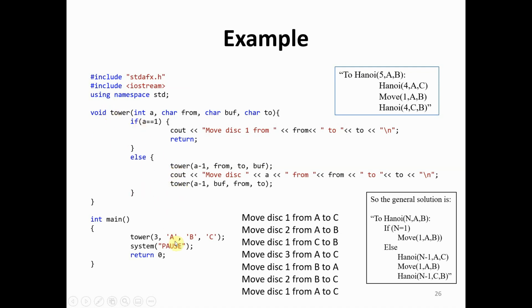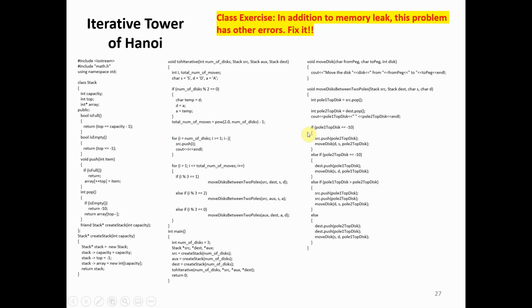Okay, and this shows the running of this program for the case that we have 3 disks on poles A, B, and C. This is source, this is buffer, this is destination or auxiliary, and this shows how the movements are going to be done to solve the problem. This is the recursive version of Hanoi Tower.